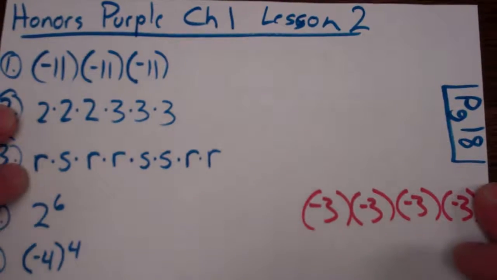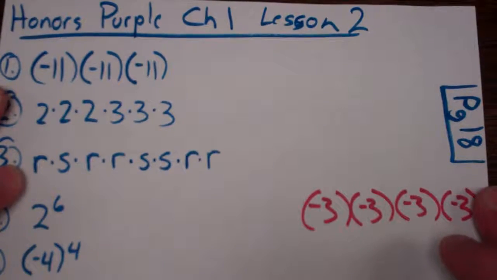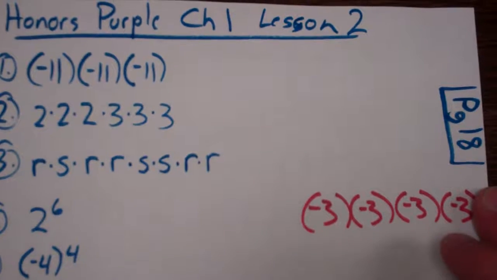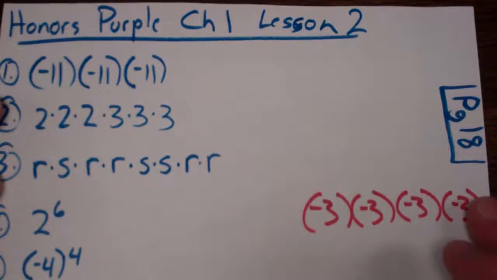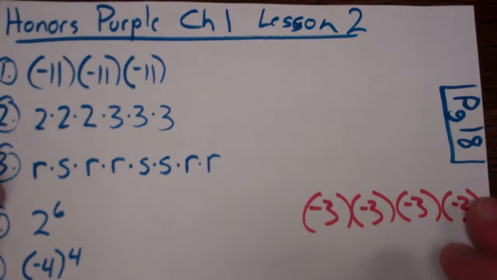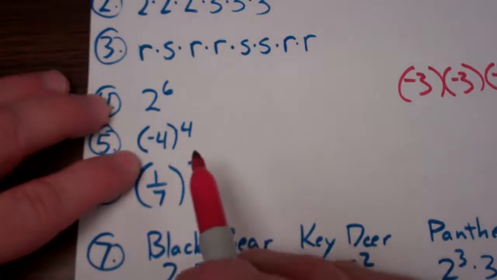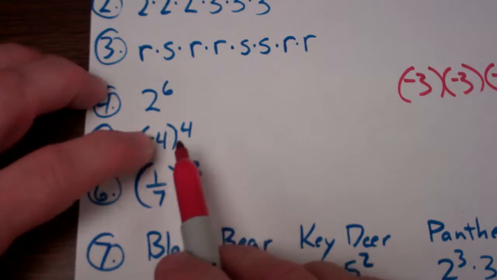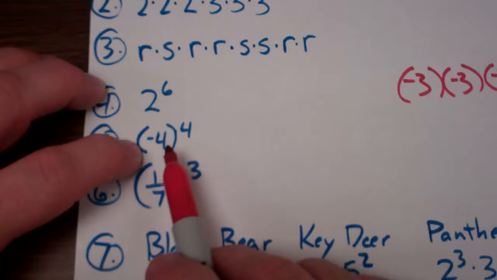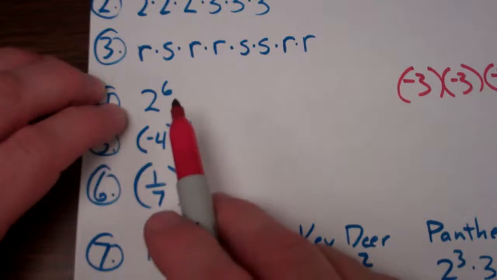All right, this is a lesson from the Honors Purple Book, Chapter 1, Lesson 2, on powers. Just to review, powers involve a base and an exponent. Here's a power. This is the base, -4, to an exponent of 4. This would be -4 times itself 4 times: -4 times -4 times -4 times -4.